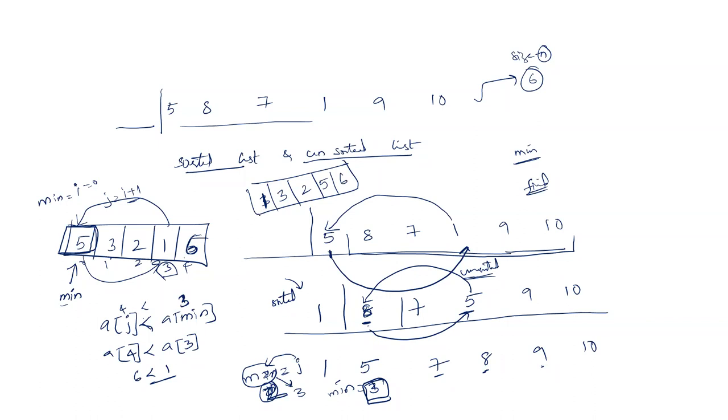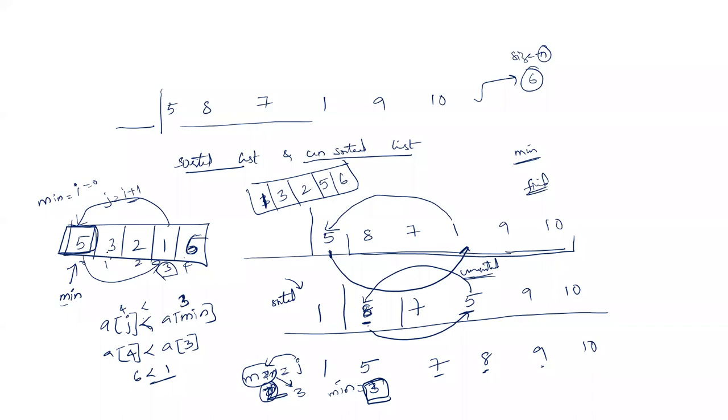Okay, is that understood? Whether the element is replaced every time? Only the index is replaced. We are not replacing the elements. That's the reason, remember, we are taking the index instead of the elements. If I had taken elements, I would have to swap each and every time a minimum element is found.